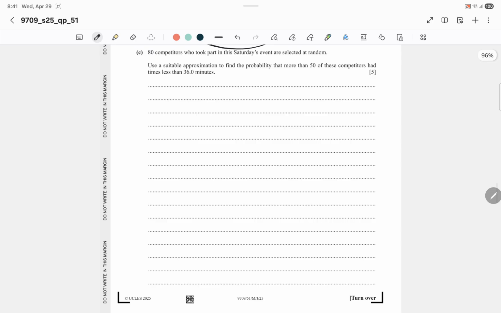Alright, so 80 competitors who took part in Saturday's event are selected at random. This is an approximation, because it's given approximation right here. And the probability that more than 50 of these competitors have a time less than this. So this is binomial first of all. And we know n is 80, and less than this is 0.6. So we have to find the new mu and new sigma.